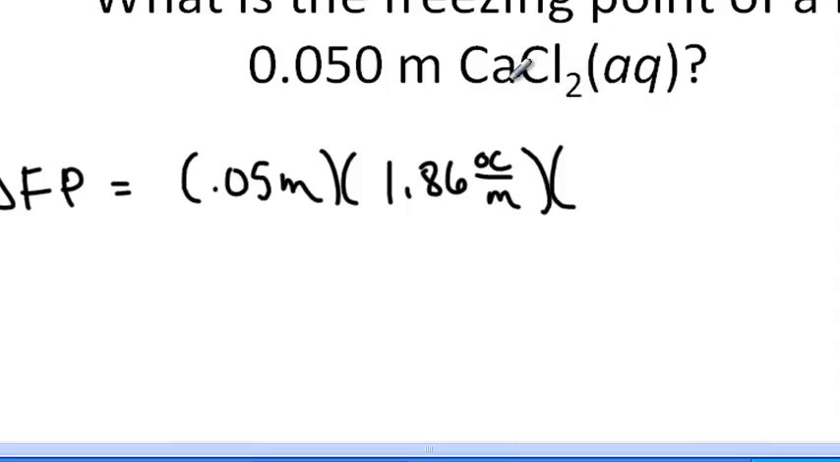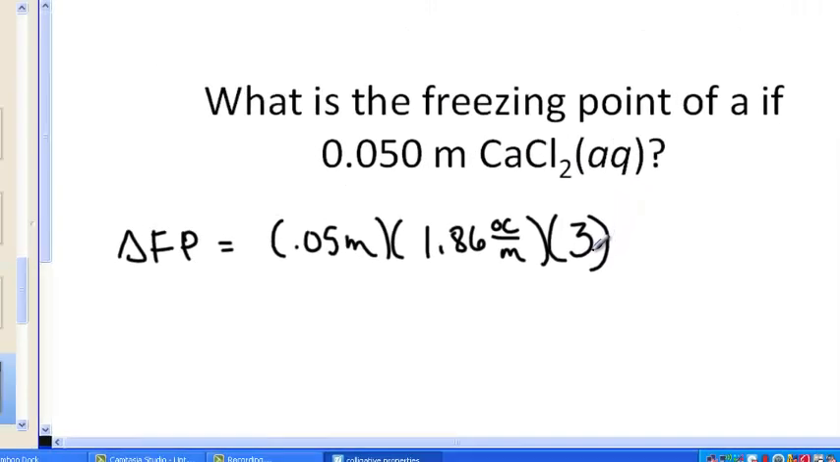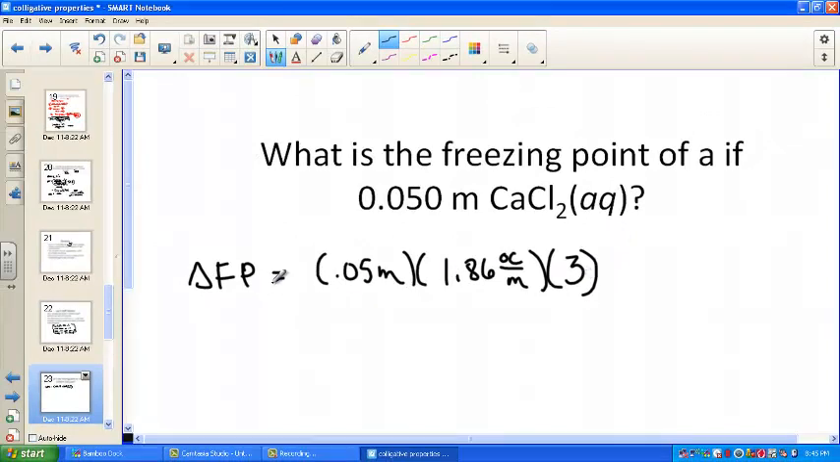CaCl2. I count 1 calcium and 2 chloride. The Van Hoff factor of 3. 3 times the effect on the freezing point as a non-electrolyte. 0.05 times 1.86 times 3. I found 0.279 degrees Celsius. Remember, we're not done. That's the change in freezing point.